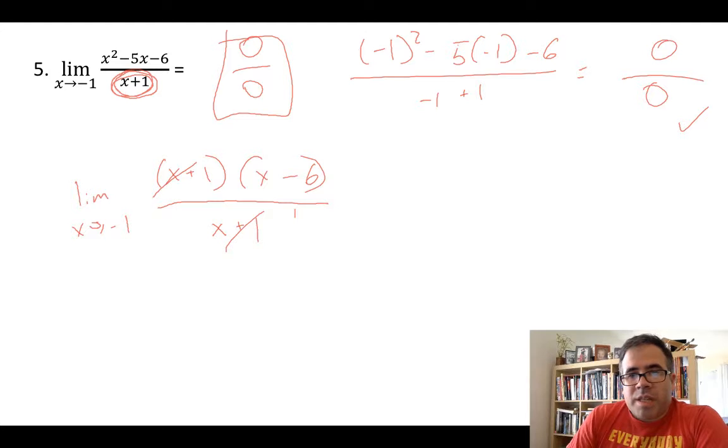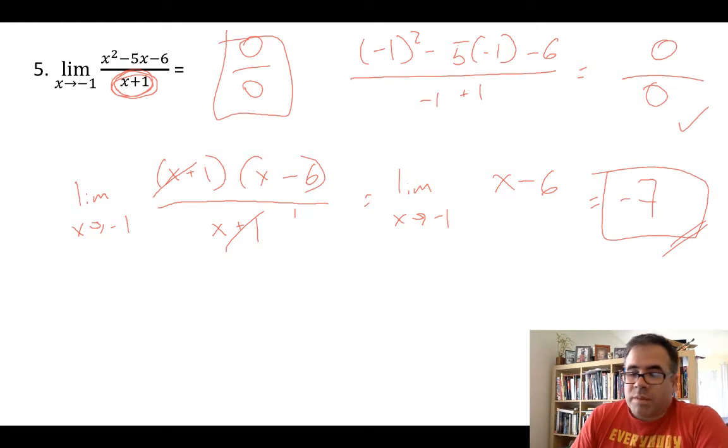In the limit, those cancel, and you get the limit as x goes to -1 of x minus 6. -1 minus 6, that's -7. There we go.